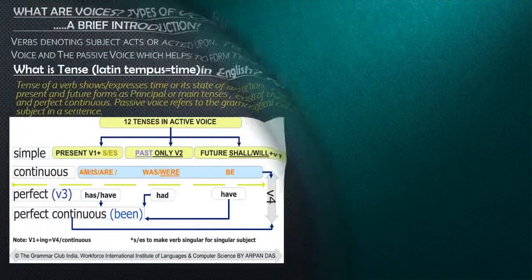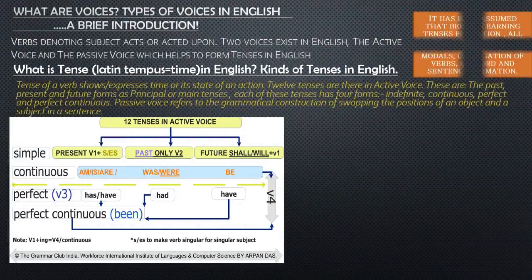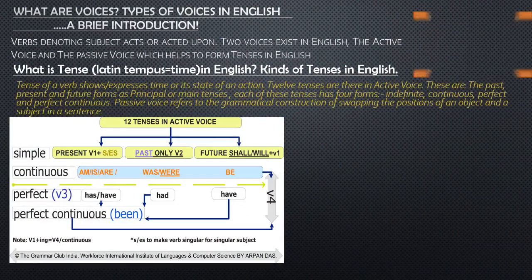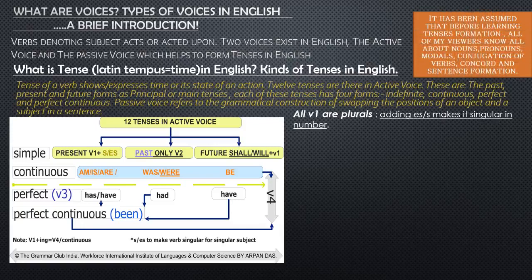It has been assumed that before learning tense formation, all of my viewers know all about nouns, pronouns, modals, conjugation of verbs, concord, and sentence formation. Always remember that all V1s are plural. Adding s or es makes it singular number.